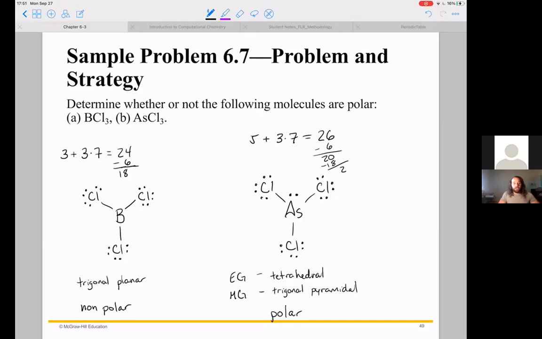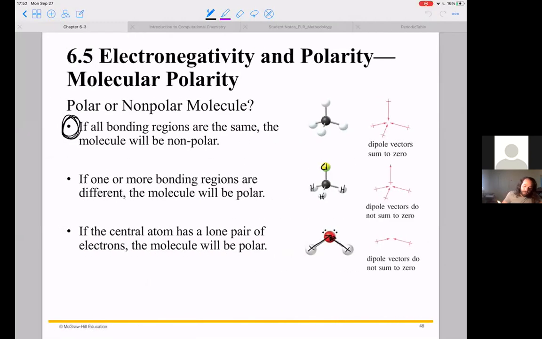Okay, so that's the procedure of how you would go about, just given a molecular formula, determining whether a molecule was polar or non-polar. Again, it has to do with these 3 rules right here. If all the bonding regions are occupied by the same type of element, it's non-polar. If one of them is different, then it will be polar. Or if there's lone pairs on the central atom, that will also make it polar.